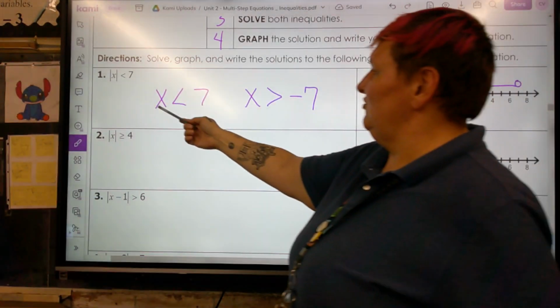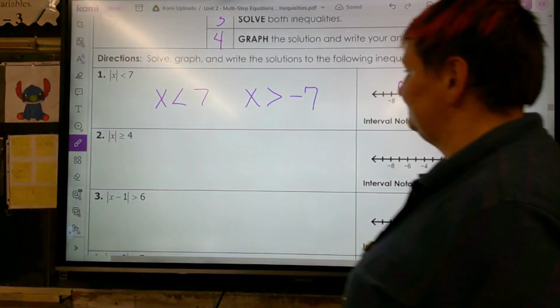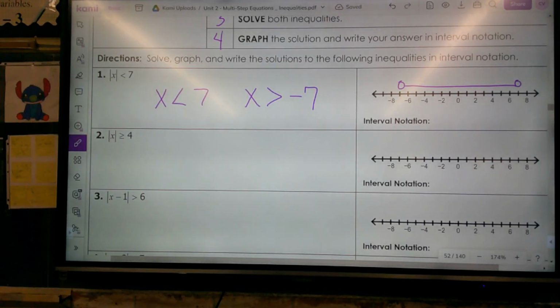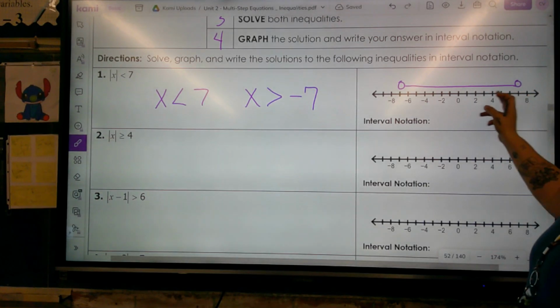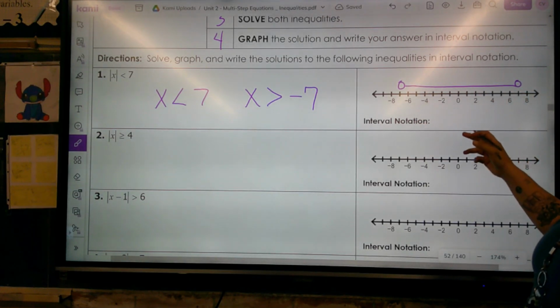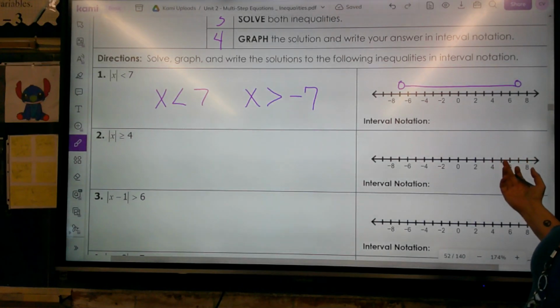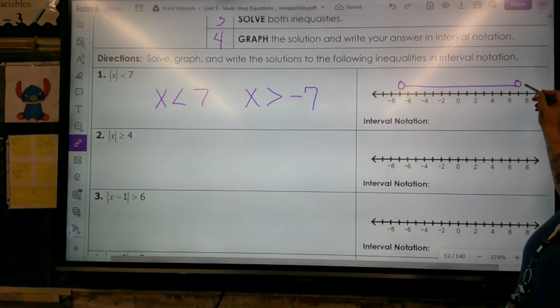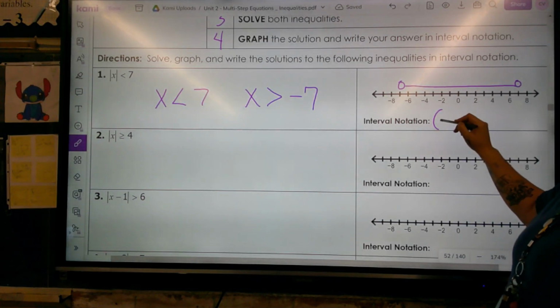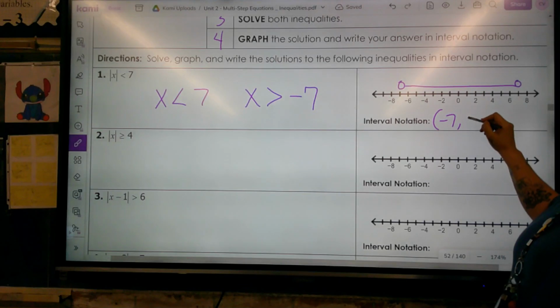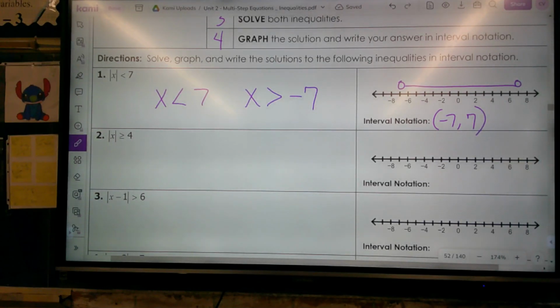Because the original, is that right? X is greater than negative 7, but less than 7. So it's an and. That means open circle, negative 7 to 7, parenthesis, parenthesis. Right? Isn't that what we said?